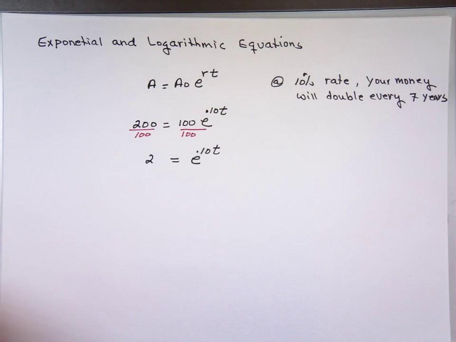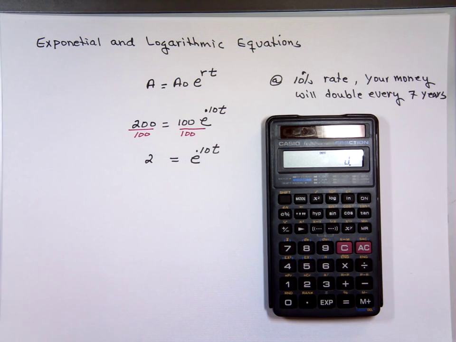And again, take a look at your calculator. What's above the sine? The inverse sine, sine to the minus 1. What's above the cosine? The inverse cosine. What's above the tangent? The inverse. What's above the natural log? That's the inverse.